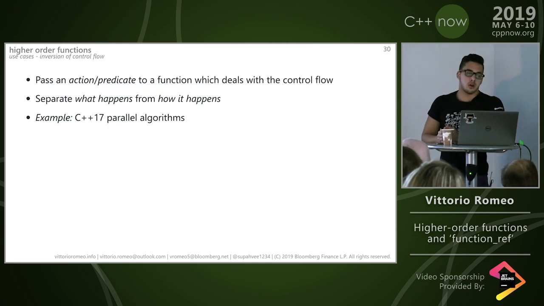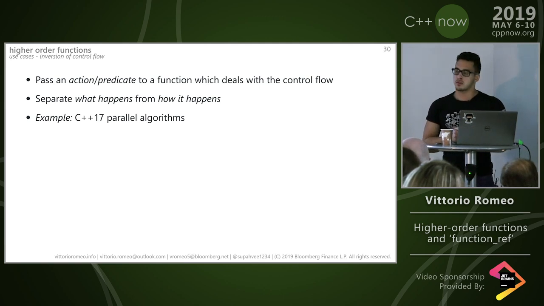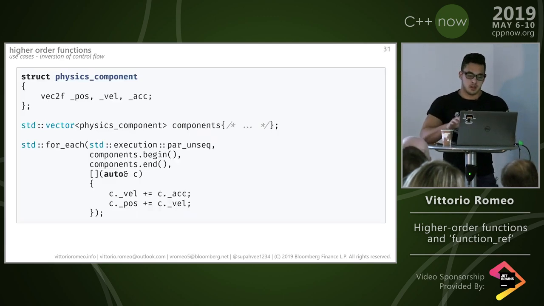Okay, so what about other use cases? I mentioned inversion of control flow, and this is basically when you want to pass an action and predicate to a function and let it deal with the control flow. So separation of what is happening from how it's happening. And I think that the prime example of this is C++17 parallel algorithms, because they exactly do this in a very, I would say, extreme way.